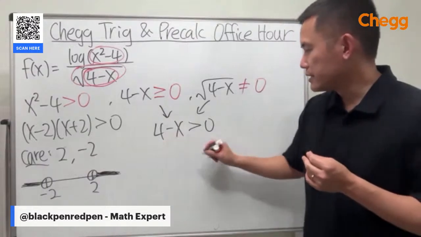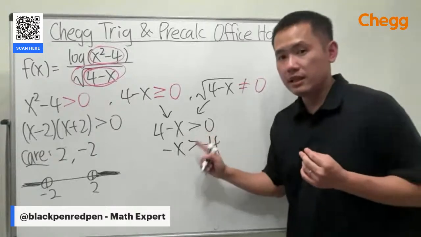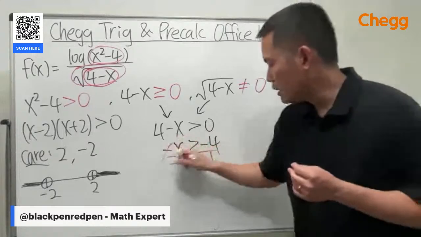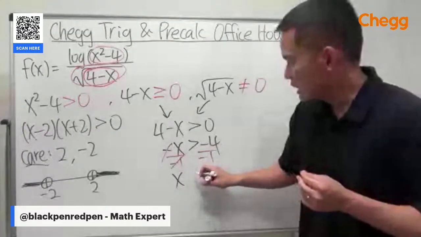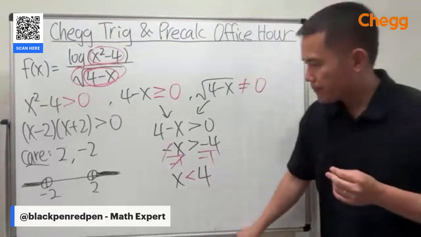Now, as of this, you move the 4 to the other side. Do not switch the inequality yet. Right here, right now, after you divide both sides by negative 1, you switch. X is less than positive 4.